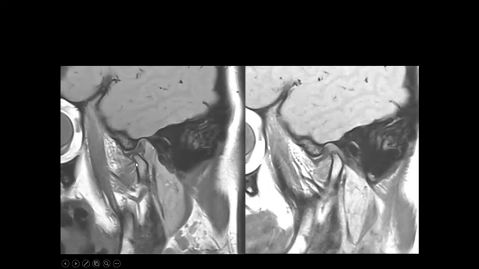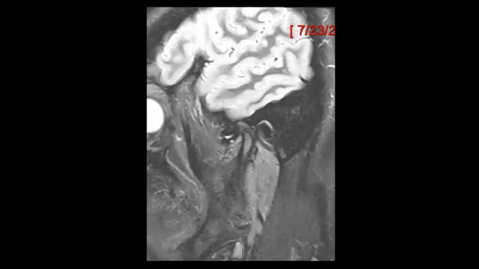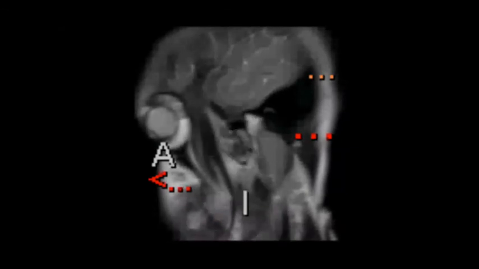In the open mouth position, we can see that the disc moves forward, normal translation. The disc is in between the articular eminence and the condylar head. This is displacement with reduction or recapture. Same patient, we can see that there is a small joint effusion as well as some increased signal within the condylar head, suggestive of edema. Here are the dynamic images where you can see the translation and recapture of the meniscus.